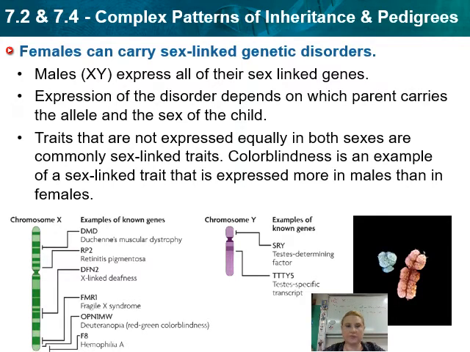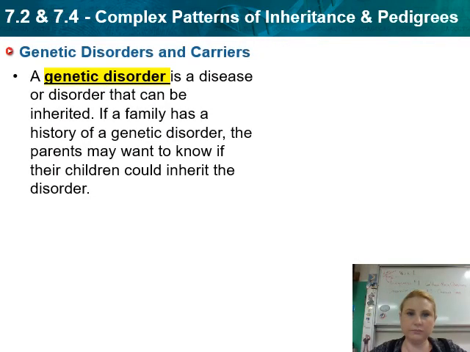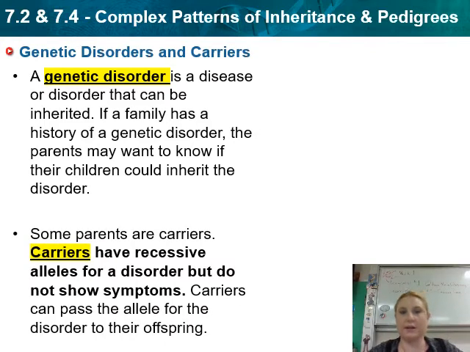This is just a picture of different disorders associated with the X and the Y chromosomes. So a genetic disorder is a disease or disorder that can be inherited. And if a family has a history of genetic disorder, the parents may want to know if their child could inherit this disorder. Now, some parents, like we just talked about, are known as carriers. And carriers have the recessive gene, the recessive allele for the disorder, but never show the symptoms because it's recessive.